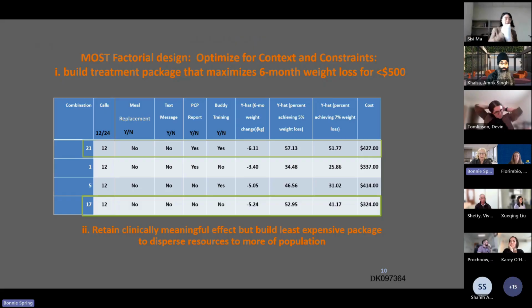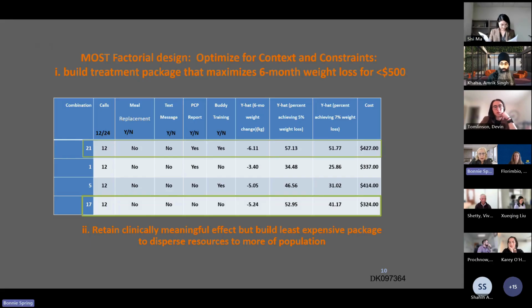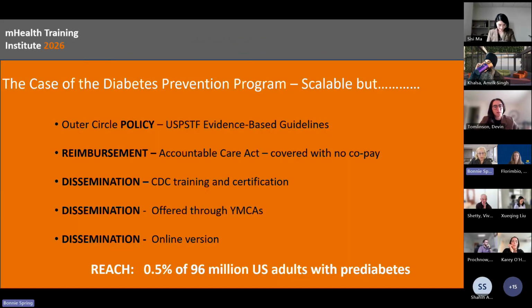And you can see the contender treatments here. The one that is the best fit is this top one. Costs less than $500. It's got a pretty amazing outcome. About half of the sample achieved 7% weight loss. 5% is our clinical goal.